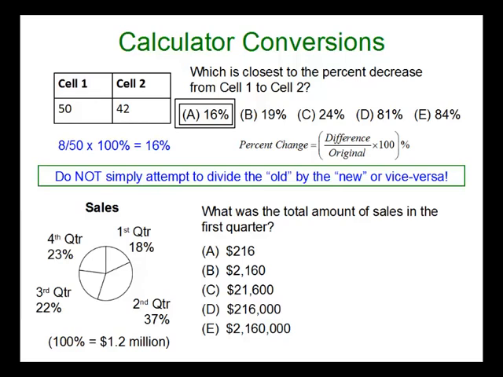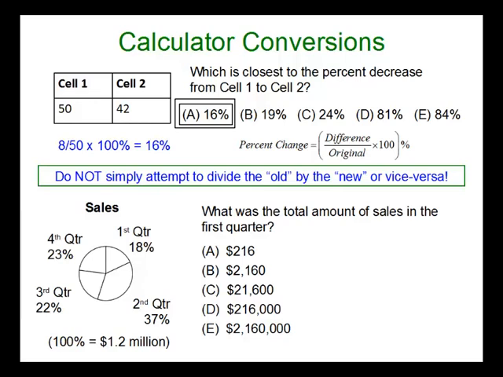Okay, so A is the answer. And that kind of makes sense, right? It's a relatively small decrease relative to the original value. So an answer like 84 wouldn't make as much sense. And I believe 84 represents the percent of cell 1 that cell 2 is. Cell 2, 42, is 84% of cell 1. Okay, so common mistakes just around what numbers you plug in.